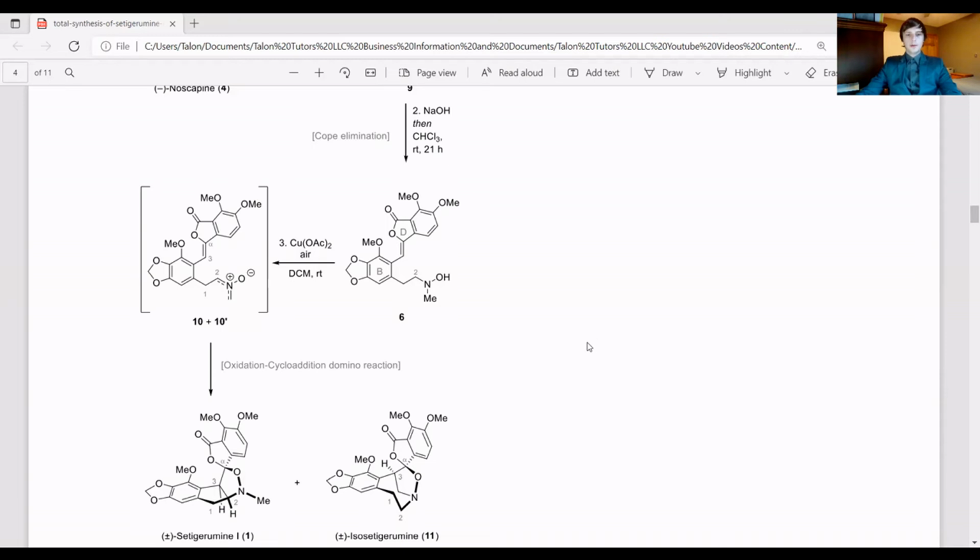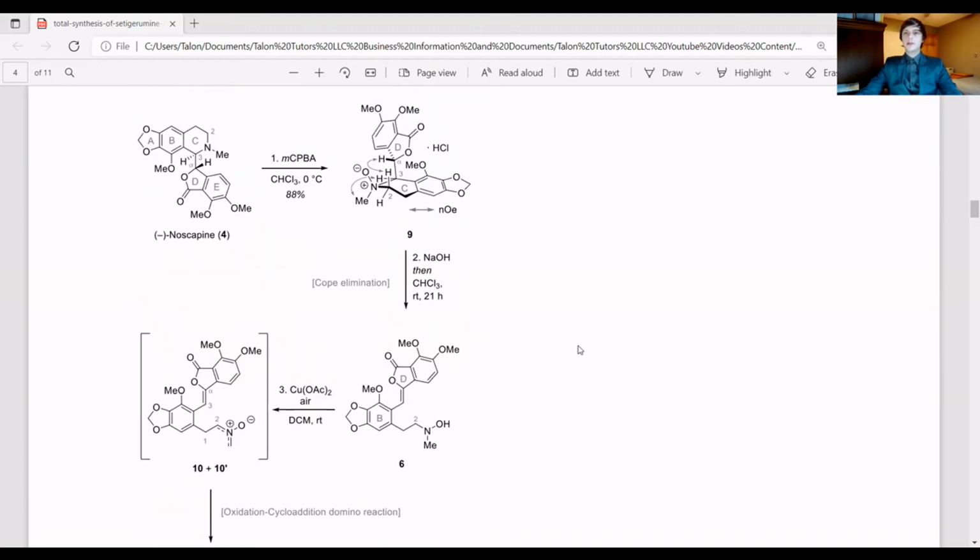So they have a few experimental concerns or curiosities that they want to look at, and that being the coelimination. First, the coelimination usually proceeds under high temperatures in nonpolar solvents.